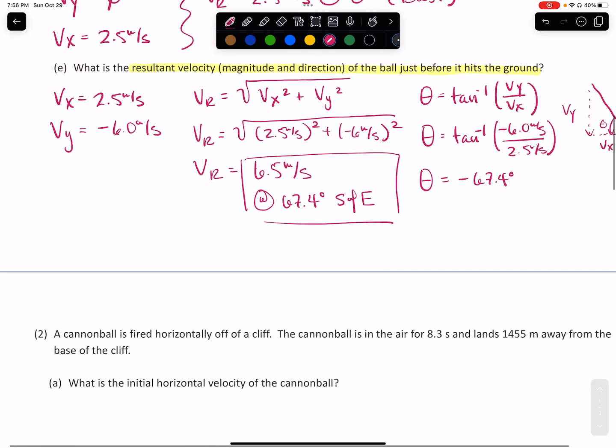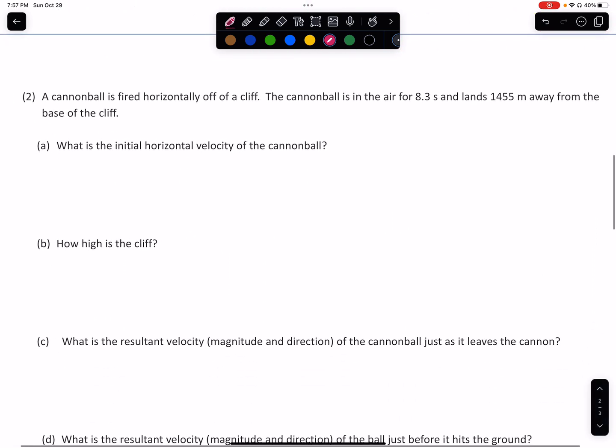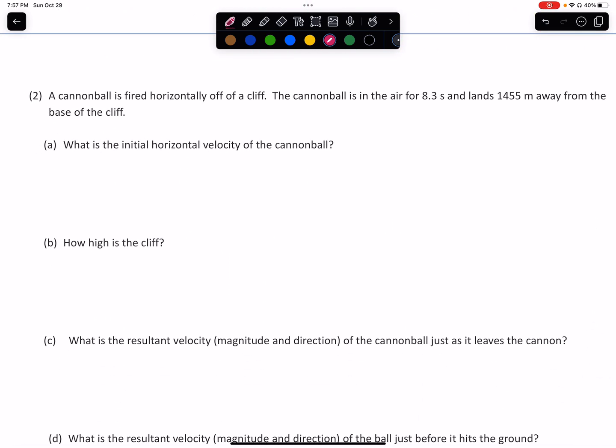Okay, let's try another one. This one's a little bit different. Let's see what we got here. A cannonball is fired horizontally off a cliff. So it's a cliff problem. And the cannonball is in the air for 8.3 seconds and lands 1,455 meters away from the base of the cliff. So let's look at what's happening here in terms of the motion.